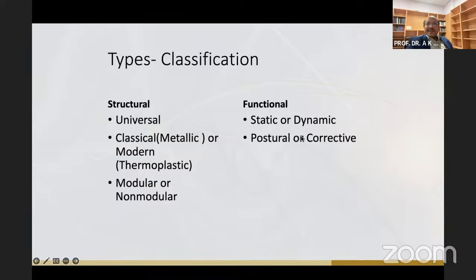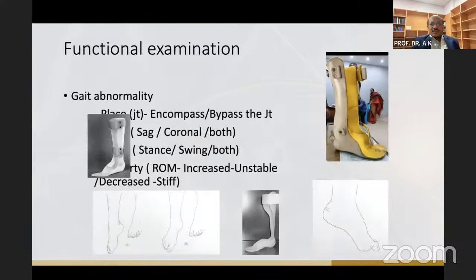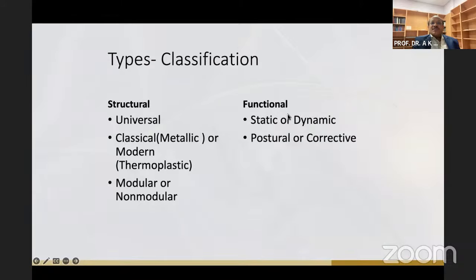Now, functional is static or dynamic. Static means the orthosis doesn't allow movement of the joint which is encompassed. So an ankle foot orthosis without a joint is a static orthosis, but an ankle foot orthosis with an ankle joint is a dynamic orthosis. Or if it is an ankle foot orthosis that is very malleable, like the one I have shown, which allows some dorsiflexion, that may be considered a dynamic orthosis. But a true dynamic orthosis must have some joint between the leg component and the foot component. So in that sense it may be static or dynamic, postural or corrective. Some orthoses can correct the deformity, some can only maintain the function and cannot correct the deformity. I will tell the function.